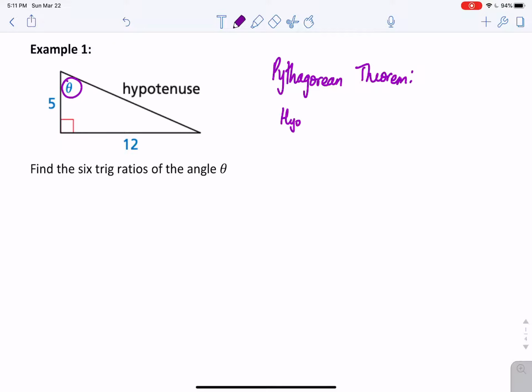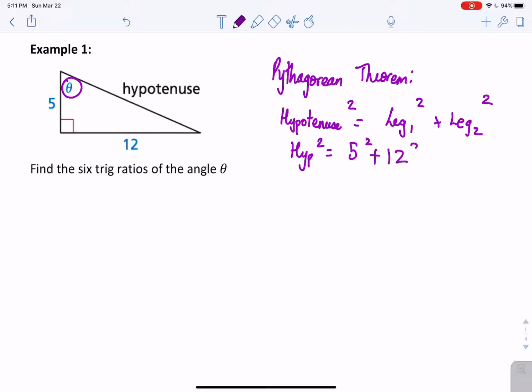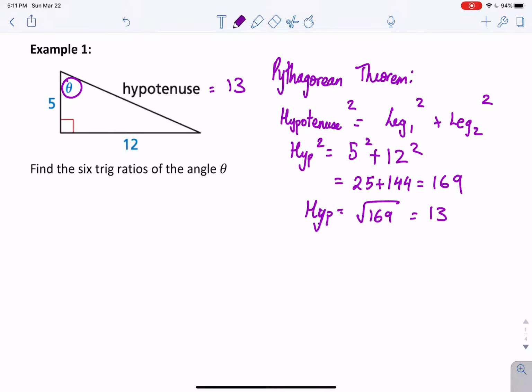The hypotenuse squared equals one of the legs squared plus another leg squared. So in this case, the hypotenuse squared is 5 squared plus 12 squared. So when I solve that, I get 25 plus 144, which is 169. And to find the hypotenuse, I take the square root of 169, which is 13. So I know the hypotenuse is 13.